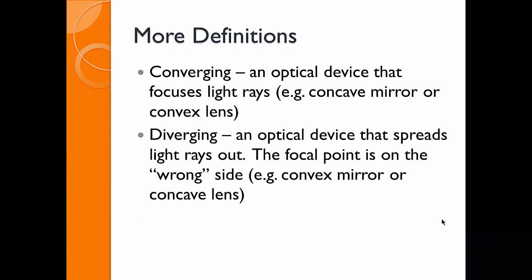Two final definitions. Converging: an optical device, for instance, a mirror or a lens, that focuses light rays as opposed to spreading light rays out. That's a converging lens or a converging mirror. In this case, the mirror is concave and the lens would be convex. The opposite of that would be diverging, an optical device that spreads the light rays out. In this case, the focal point is on the wrong side of the mirror, or in this case, it's a convex mirror or a concave lens.